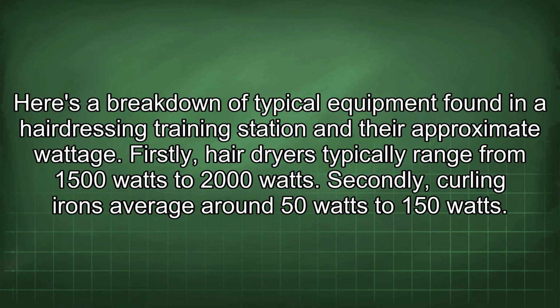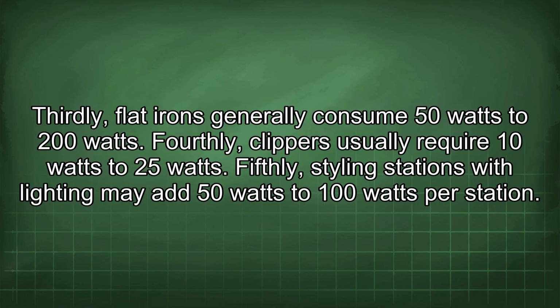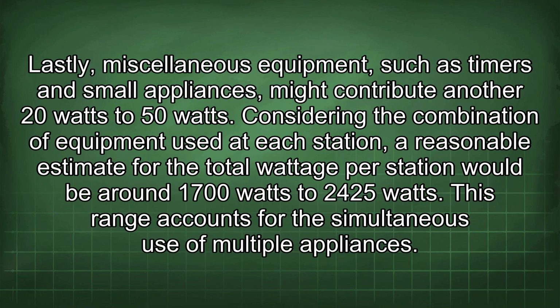Here's a breakdown of typical equipment found in a hairdressing training station and their approximate wattage. Firstly, hair dryers typically range from 1500 watts to 2000 watts. Secondly, curling irons average around 50 watts to 150 watts. Thirdly, flat irons generally consume 50 watts to 200 watts. Fourthly, clippers usually require 10 watts to 25 watts. Fifthly, styling stations with lighting may add 50 watts to 100 watts per station. Lastly, miscellaneous equipment, such as timers and small appliances, might contribute another 20 watts to 50 watts.